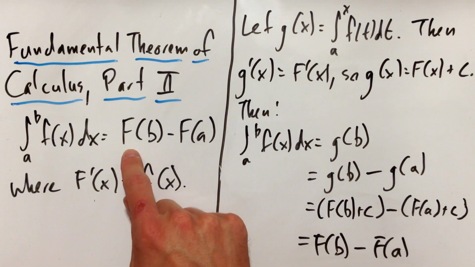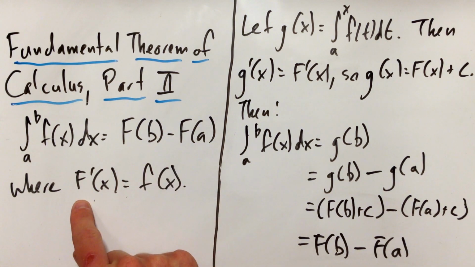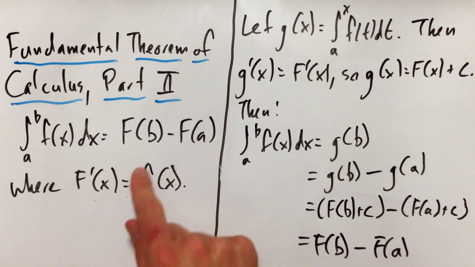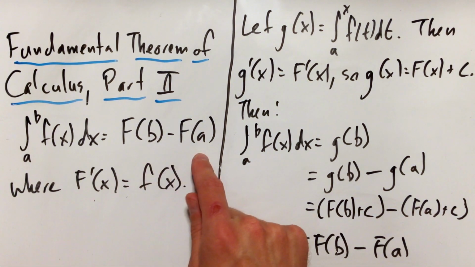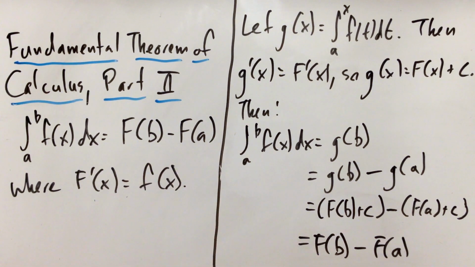can evaluate big F of b minus big F of a, where big F prime is equal to f. In other words, to evaluate a definite integral, find an antiderivative, plug in the limits, and take their difference. You take the big F of the lower limit, subtract that from big F of the upper limit.